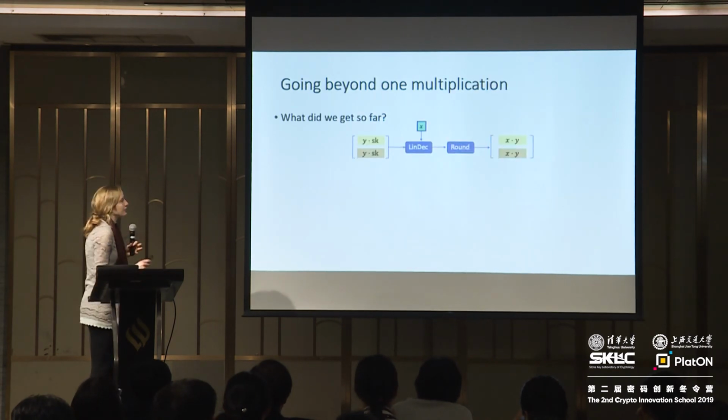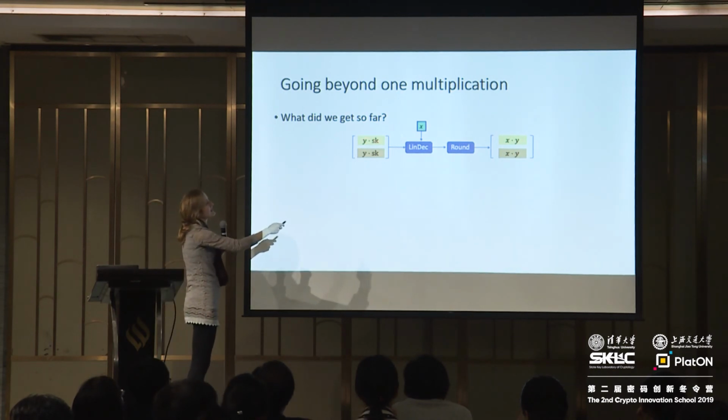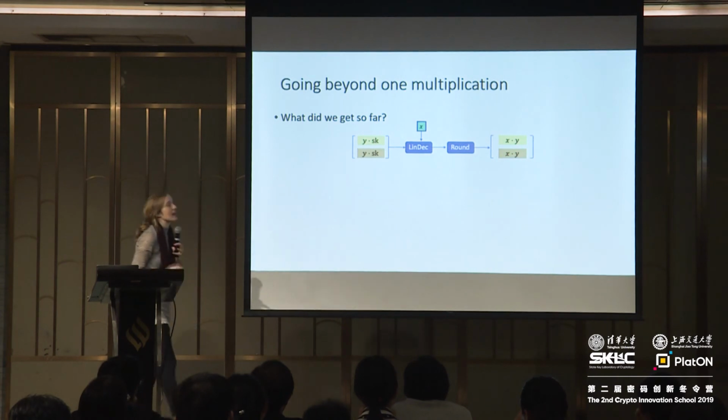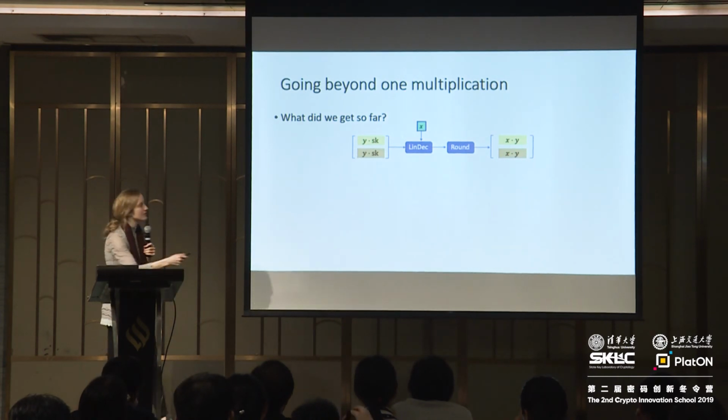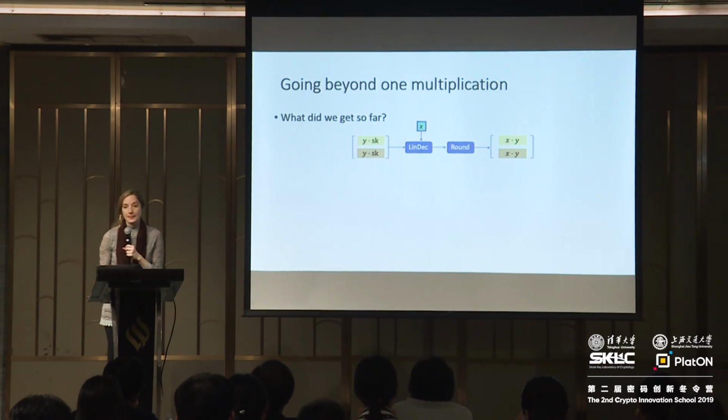Okay, so what do we have so far? Suppose that we have these additive shares of y times the secret key, and we had an encryption of the value x. This was the linear function. If you spit this out and then do the rounding, this gave us, with high probability, additive shares of x times y. And this is what we wanted.